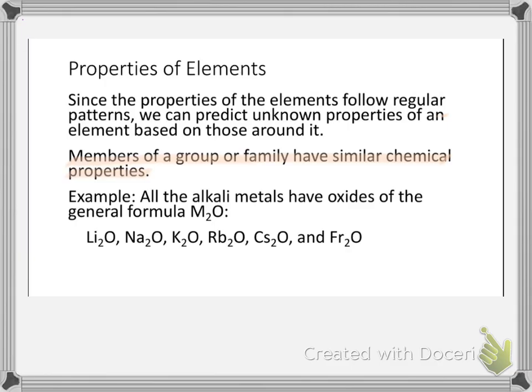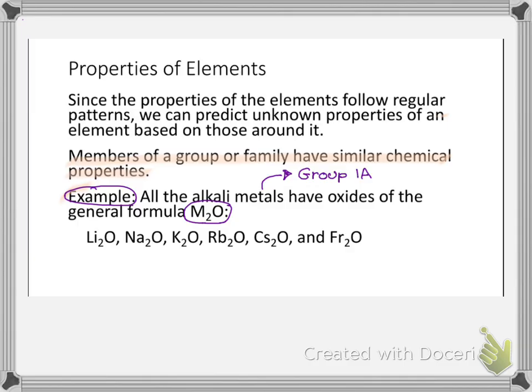So they give us an example from your textbook. They take a look at the alkali metals, which are in the first column on the periodic table. It's group 1A. And when those metals react with oxygen, they make oxides, and they all have this same formula. In the formula I circled, the M just means the metal. So it means whatever metal you are looking at from the alkali metal group.